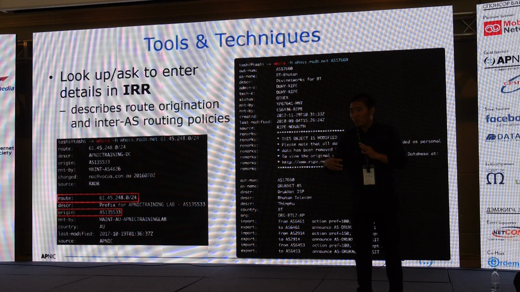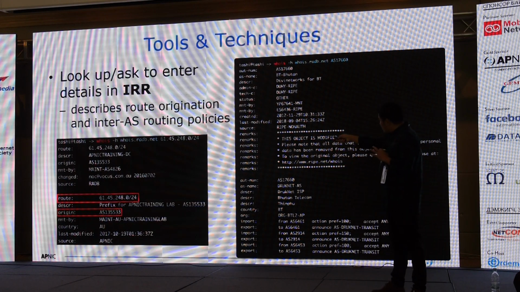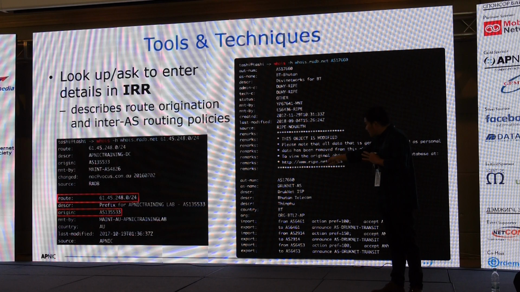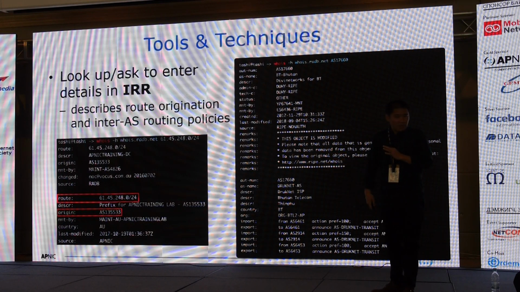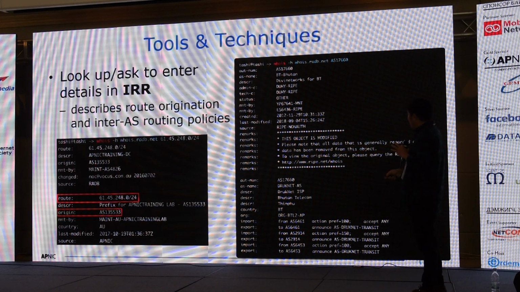You kind of accept, and what is not there, you drop. That's the whole idea of an Internet Routing Registry database, right? So it describes route origination. This particular prefix is allowed to be originated out of that network, right? So it's pretty straightforward, right?